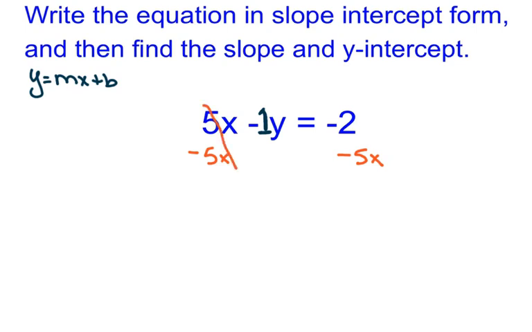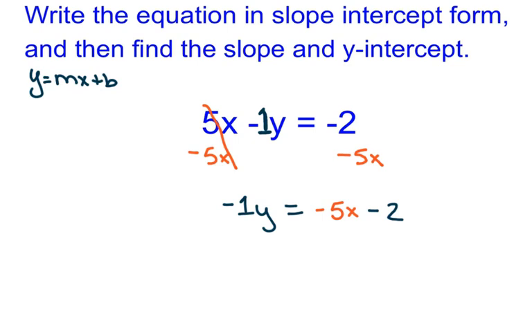5 minus 5 is 0, so I'm left with a negative 1y equals, and remember these are not like terms, so I'm not going to put them together. I prefer to write the slope and x value first. And then it's a minus 2.